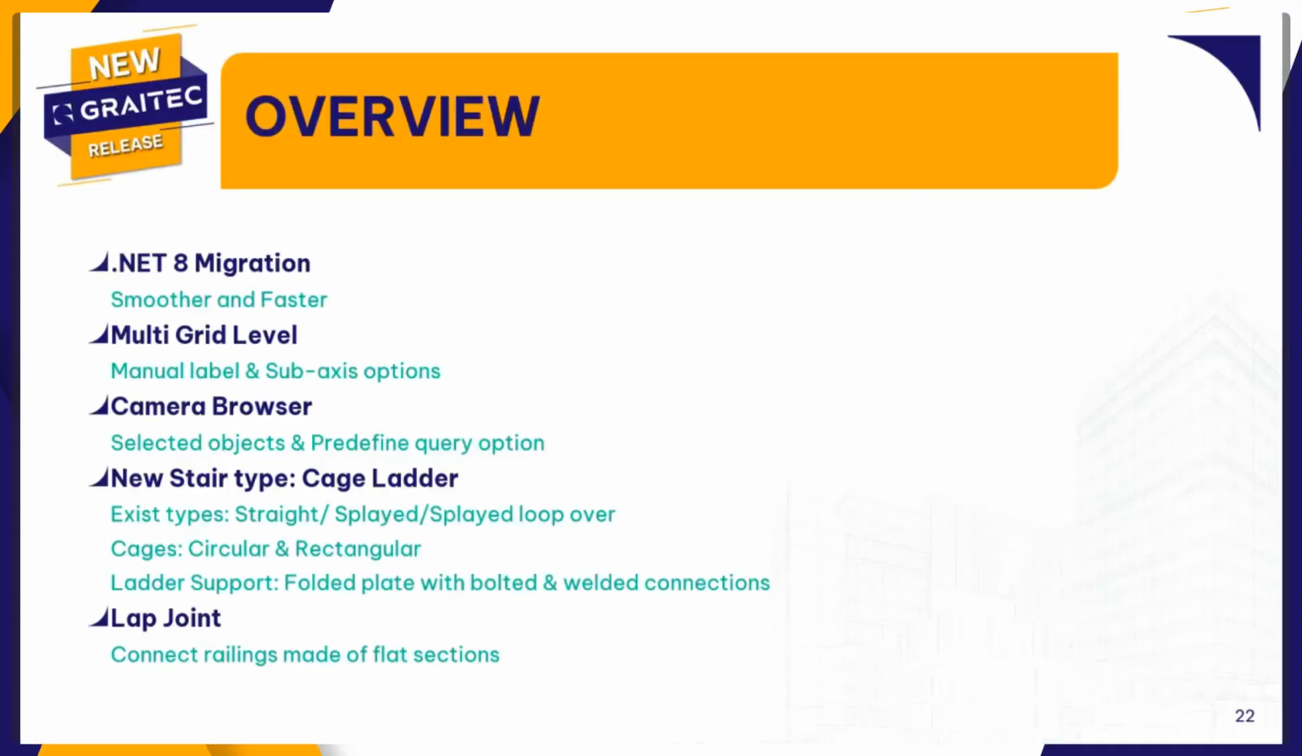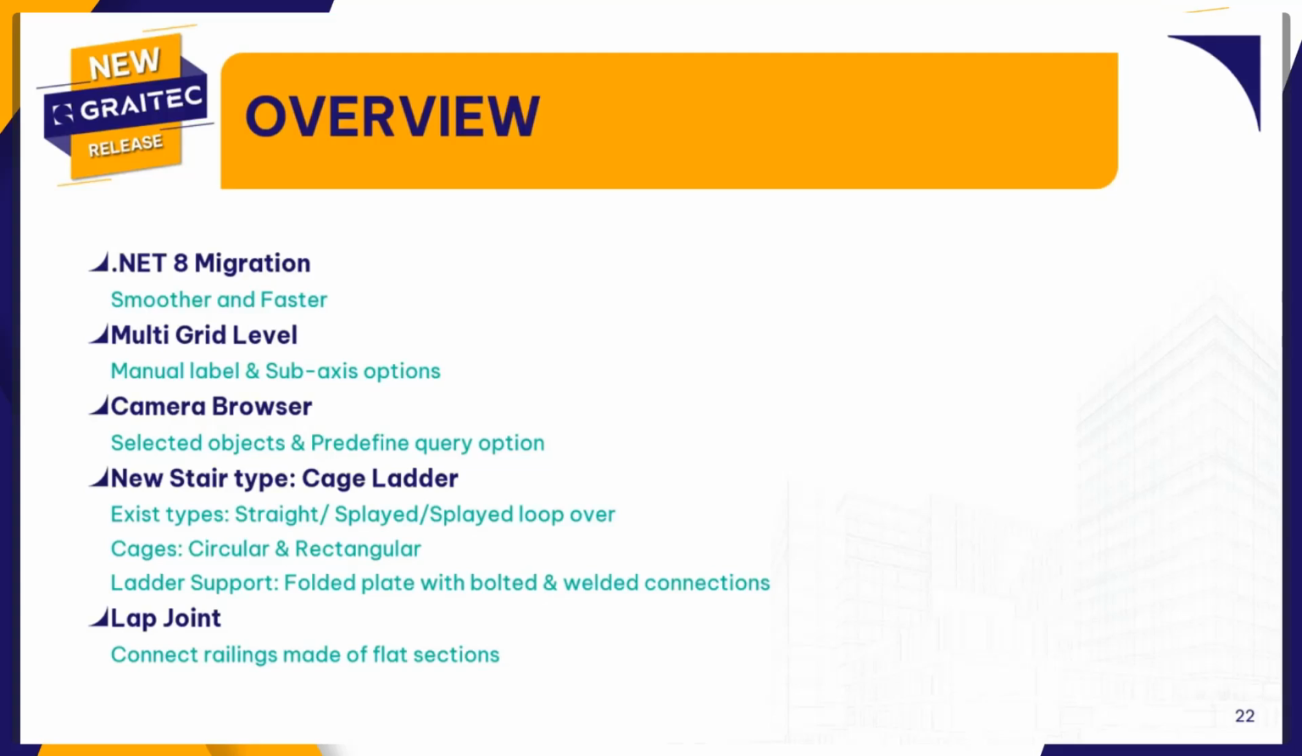We arrived at the end of this presentation, and I would like to remind you what are the new functionalities that will be available in PowerPack for Advanced Steel 2025 version. So the .NET 8 migration for a smoother and faster application. For multi-grid level, we have manual label and sub-axis options. For the camera browser, we have the selected object and predefined query options integrated in the dialog.